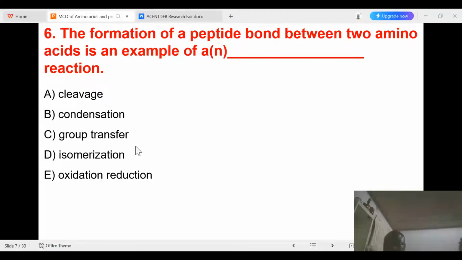Yes, correct. And Zaku, that is Raquel, the answer is B. Yes, the answer is B.